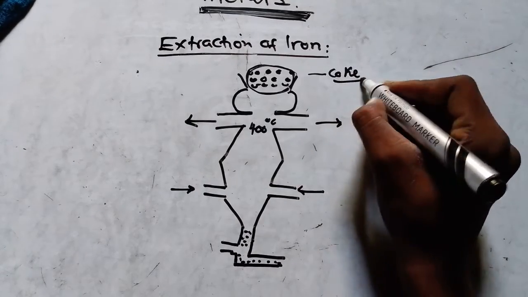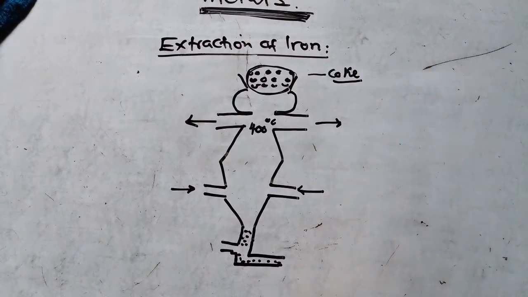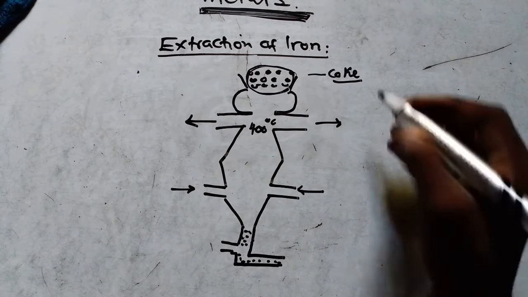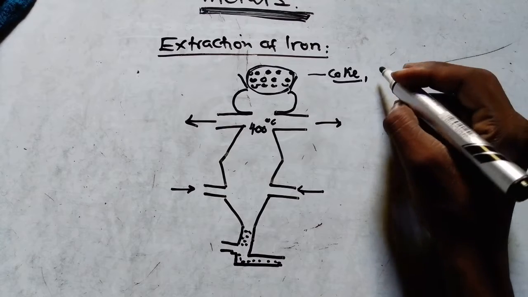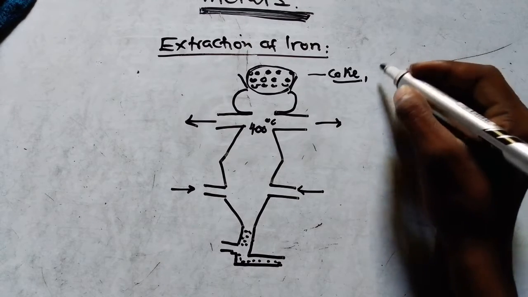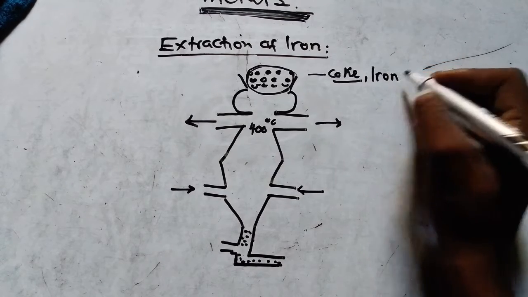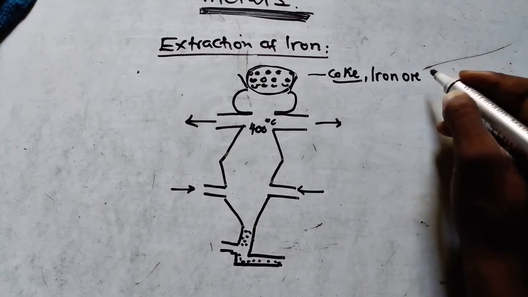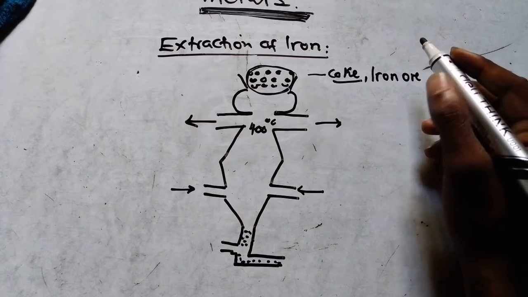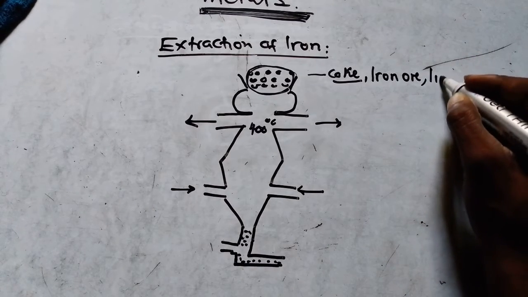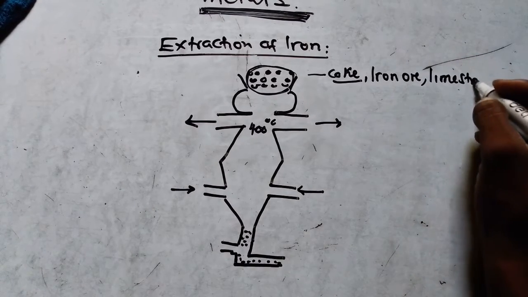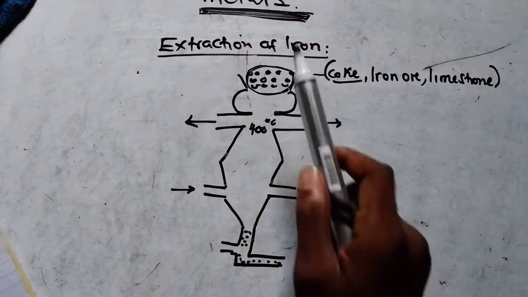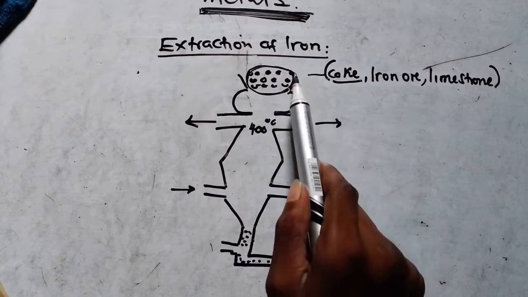Someone will ask, what is that coke? When we say coke, we mean carbon. We also put iron ore. Then, not only that, we also put limestone. So these are the three things, guys, that we put in as the raw materials here.